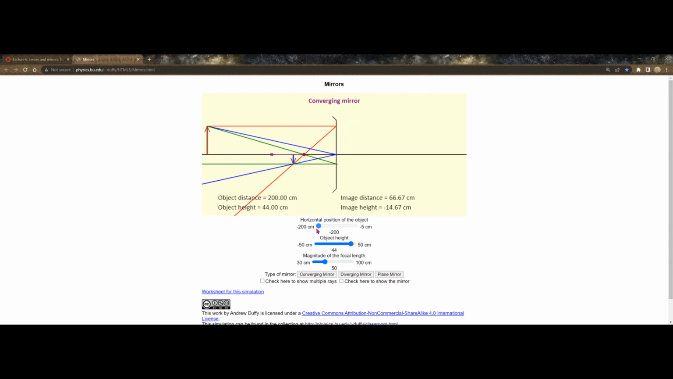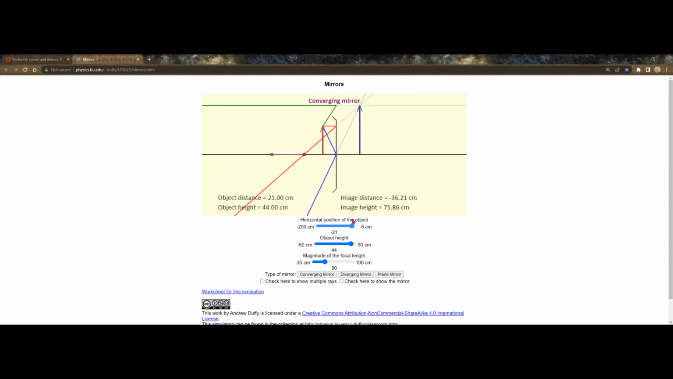And you can see here that they're now virtual. One more time, look at the flow. As you move inwards, the image grows in size. And then as soon as you cross the focal point, you go from a real to a virtual image instantly. And that's because of the singularity of those equations.